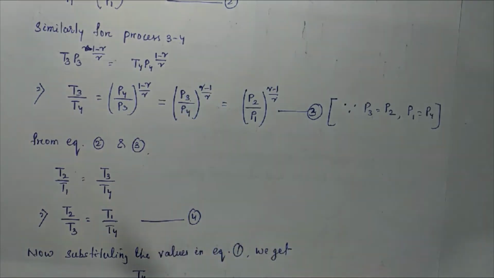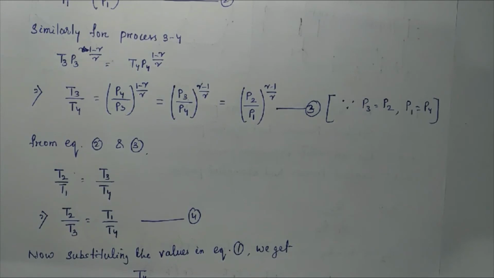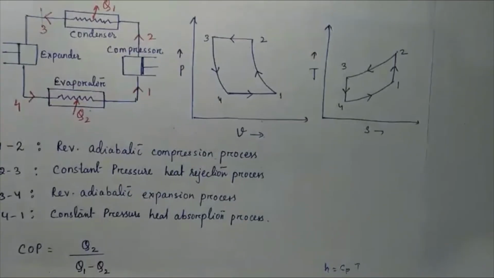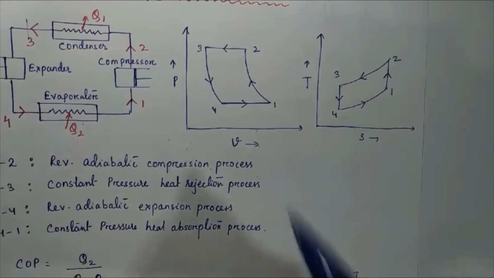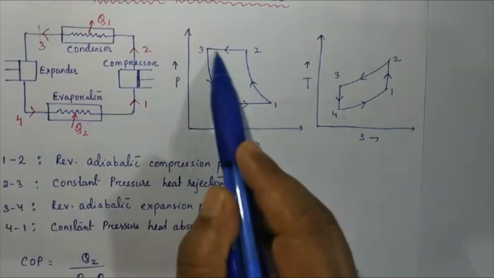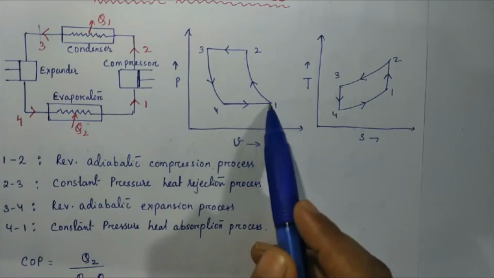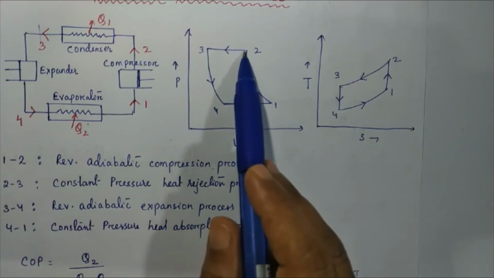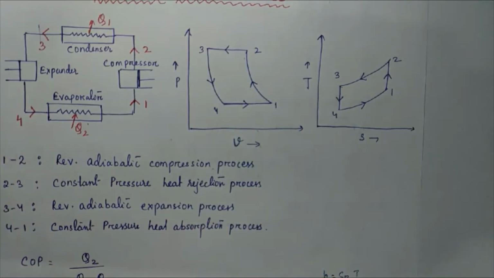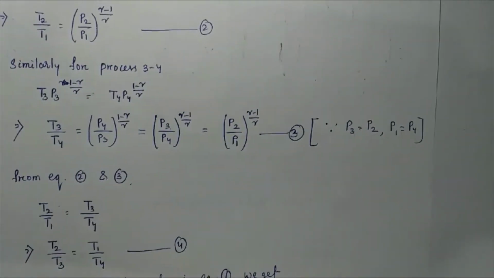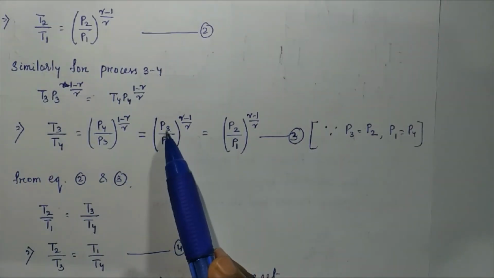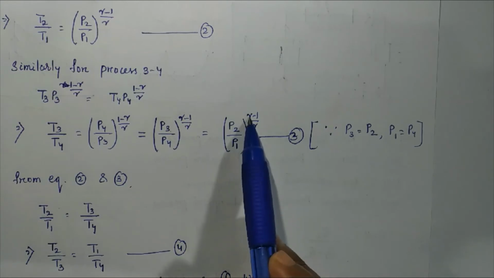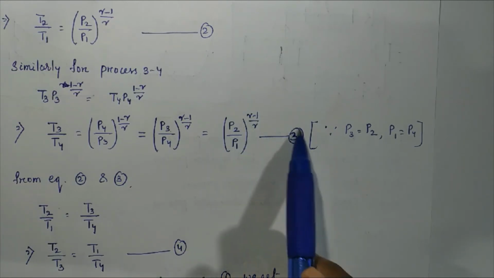Now we know that we have two constant pressure processes in this reverse Brayton cycle: this is the heat rejection process, that is for the condenser, and this is for the evaporator, that is the heat absorption process. These take place at constant pressure. It means P2 is equal to P3 and P1 is equal to P4. So by considering that, we can take P3 as P2 and P4 as P1. So this becomes P2 by P1 to the power (gamma minus 1)/gamma. This we consider as equation 3.